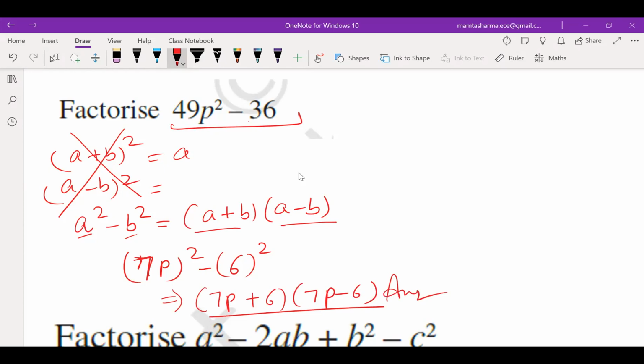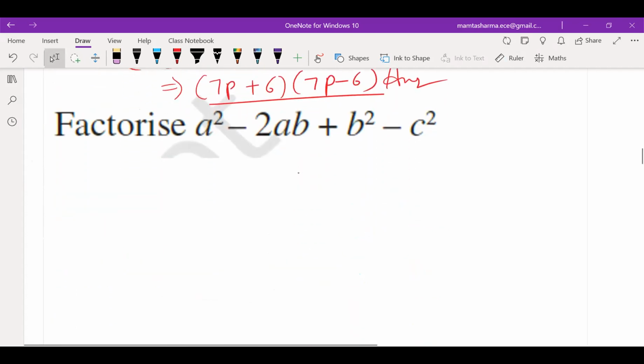It should be clear to everyone where to apply which identity. If there are only two perfect squares, then you have to take the third identity, a square minus b square. For the first two identities, we need at least 3 terms. Clear?